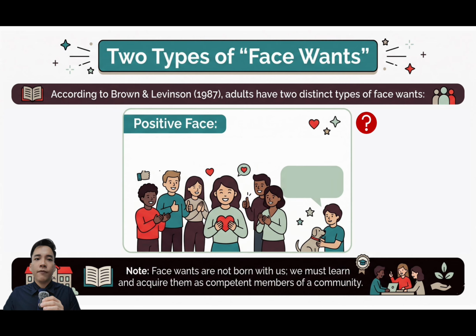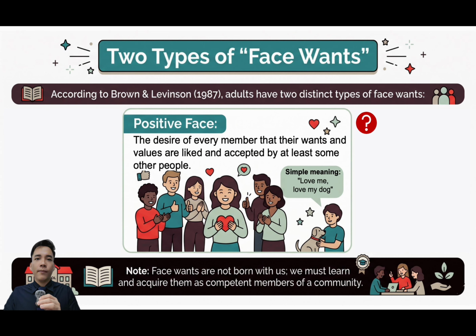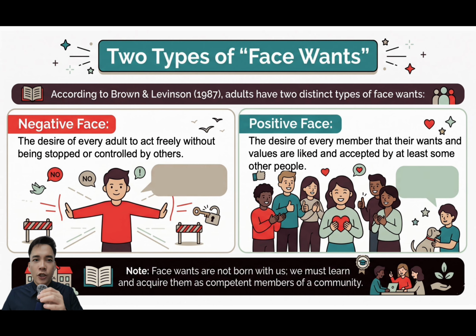The second type is positive face. Positive face is the desire of every member that their wants and values are liked and accepted by at least some other people. The simple meaning is, "Love me, love my dog." This means if you like me, please also respect what I like, what I value, or what I care about. For example, if I say your idea is bad, I might threaten your positive face because I reject your idea and your value. A more polite way is, "That's an interesting idea. Maybe we can develop it a little more." This protects positive face because it shows some approval before giving a suggestion.